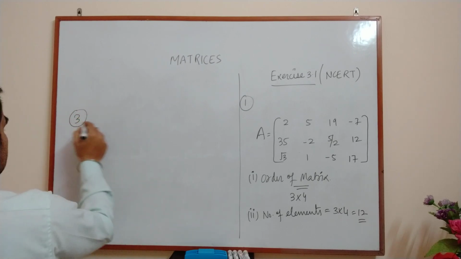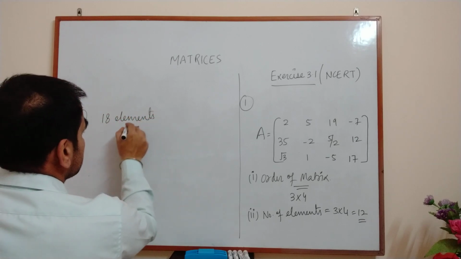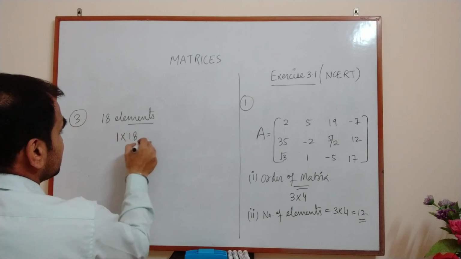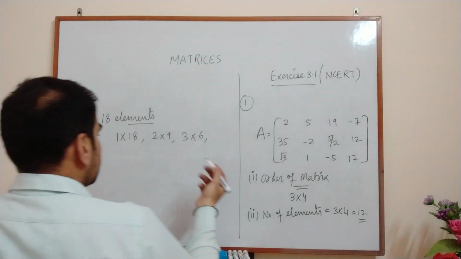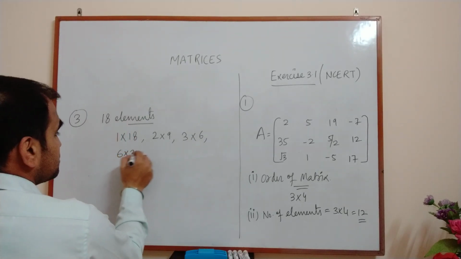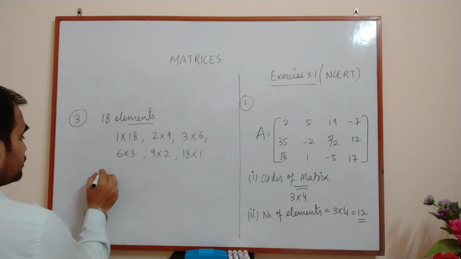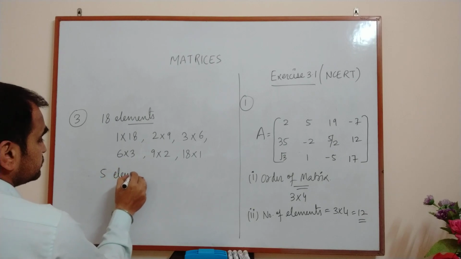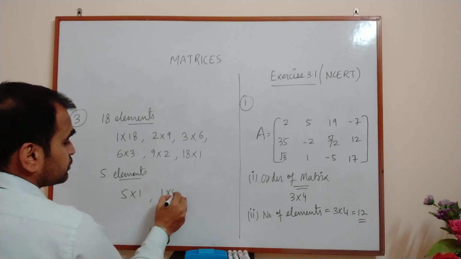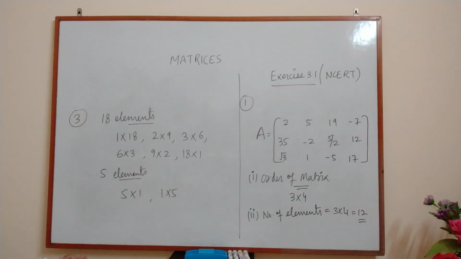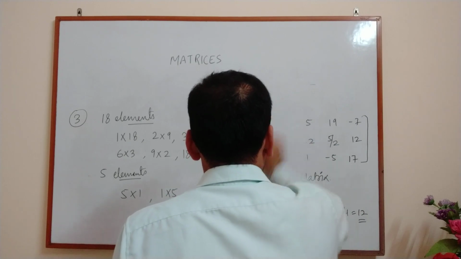So in question number 3, in case of 18 elements, we can have 1 cross 18, 2 cross 9, 3 cross 6, or maybe 6 cross 3, maybe 9 cross 2, maybe 18 cross 1. This is for 18, and if the number of elements is 5, the possible order is 5 cross 1 or 1 cross 5. 5 is also a prime number, so there will be no more factors. So this is about question number 3. Come to the next question, question number 4.